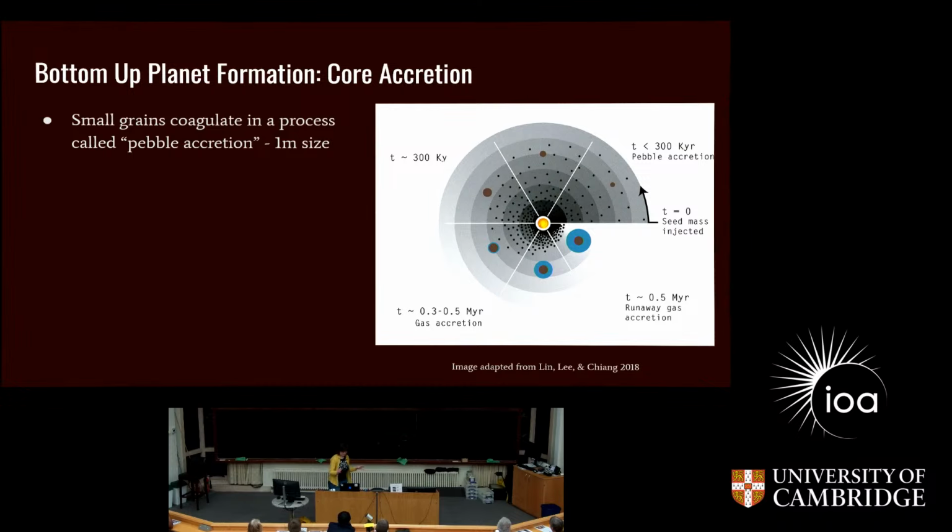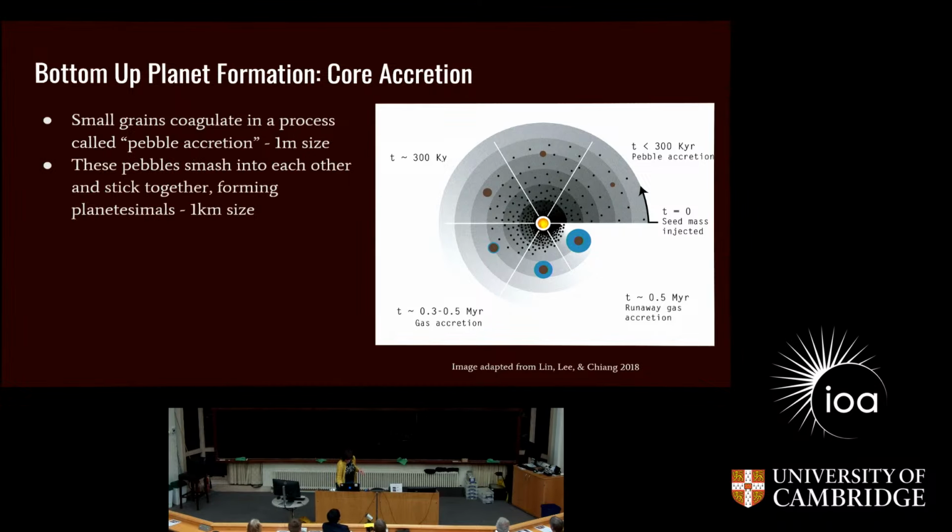And they will coagulate in a process called pebble accretion. So the dust grains will smack together and they'll stick together. They tend to have very porous surfaces, so they smack and they stick and they grow into these clumpy aggregates. And they'll do that until they hit about a meter in size. That's when we stop calling it pebble accretion. These pebbles themselves will smash into each other and stick together again.